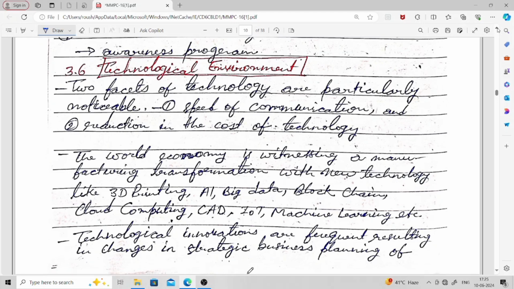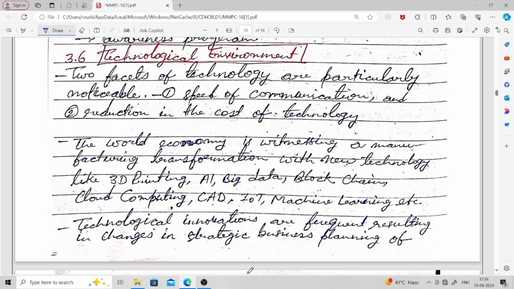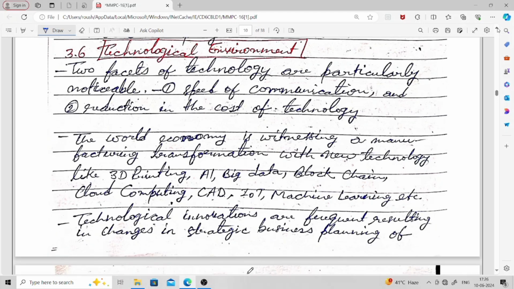Then you have the technological environment. Two facets of technology are particularly noticeable. So what are these two facets of technology which are noticeable? The first facet given here is the speed of communication, and the second is the reduction in the cost of technology.